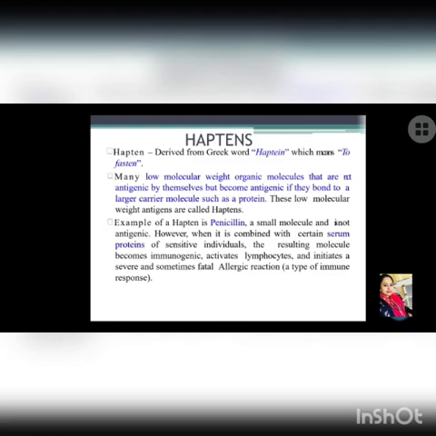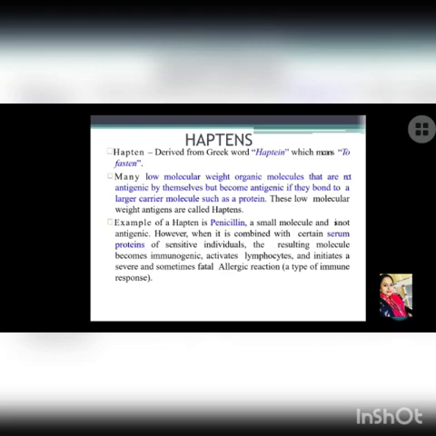The hapten then reacts specifically with the antibodies generated against it to produce an immune and allergic response. Thus, although haptens cannot initiate an antibody response on their own, they can bind with the antibodies and may sometimes act as antigens. A very good example of a hapten is penicillin, which is a very small molecule and is not antigenic in nature, but as soon as it combines with certain serum proteins of sensitive individuals, the resulting molecule becomes immunogenic and it activates the lymphocytes and also initiates a severe and sometimes fatal allergic reaction.